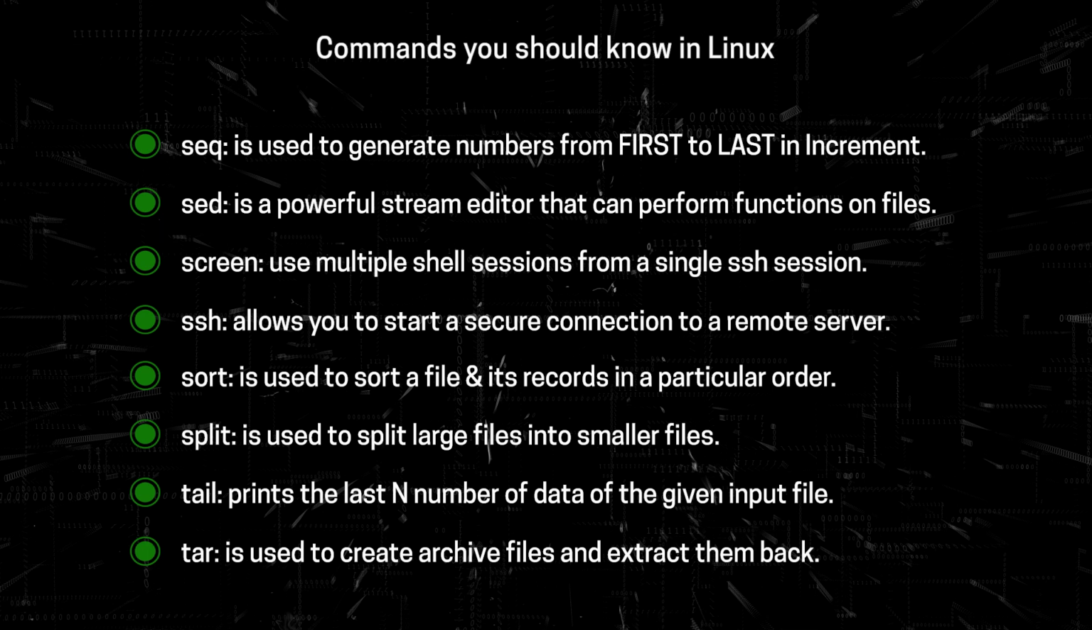The fifth thing we'll look at is sort. It is used to sort a file and its records in a particular order. The sixth thing we'll look at is split. It is used to split large files into smaller ones. The seventh thing we'll look at is tail. It prints the last n number of data of the given input file. And the eighth thing we'll look at is tar. It is used to create archive files and extract them back. So to explain a bit more of all these commands, we'll give a wider definition of each one before we begin.